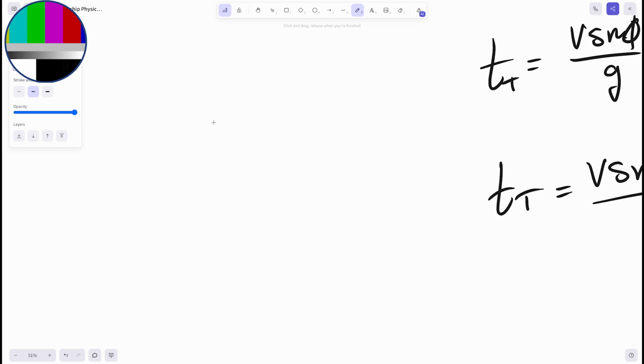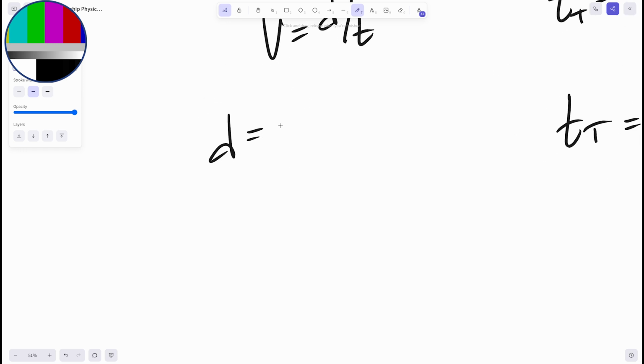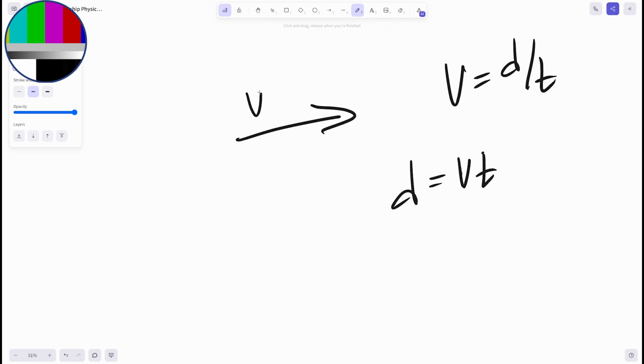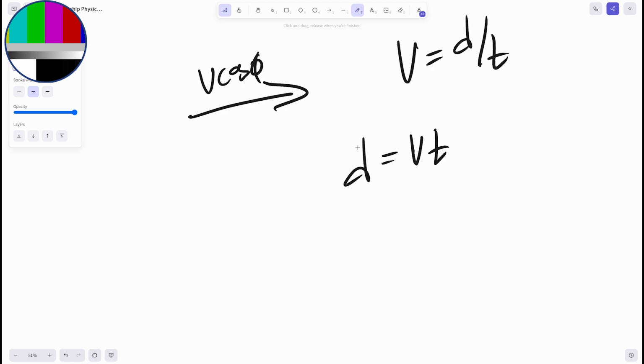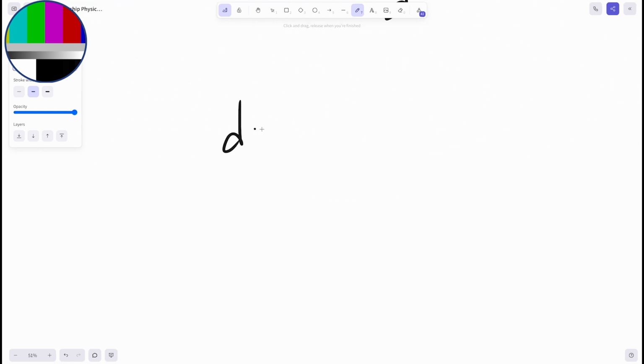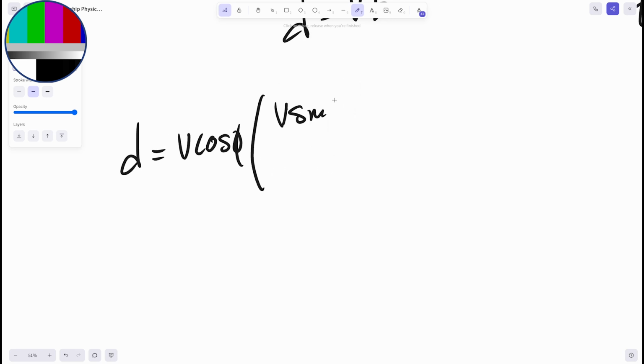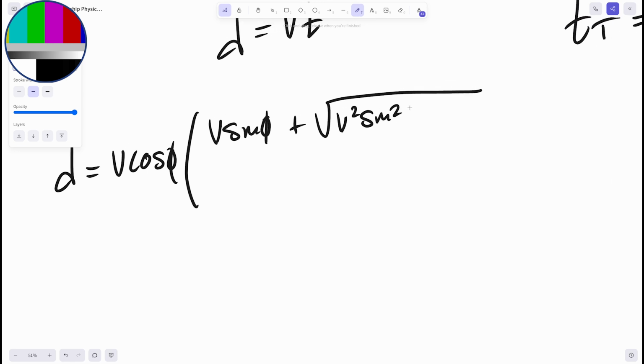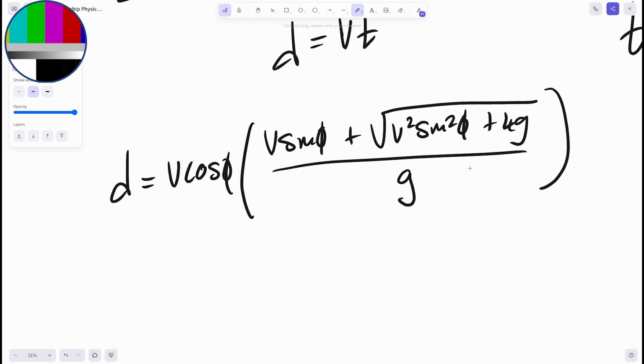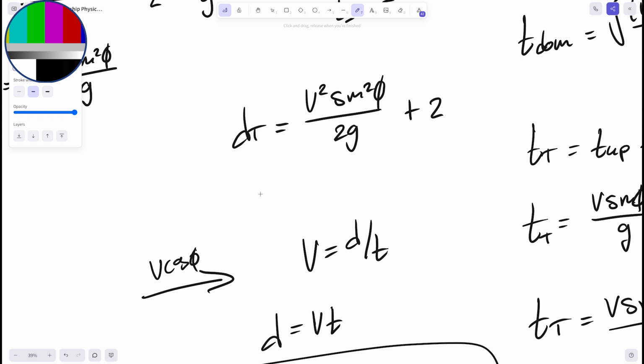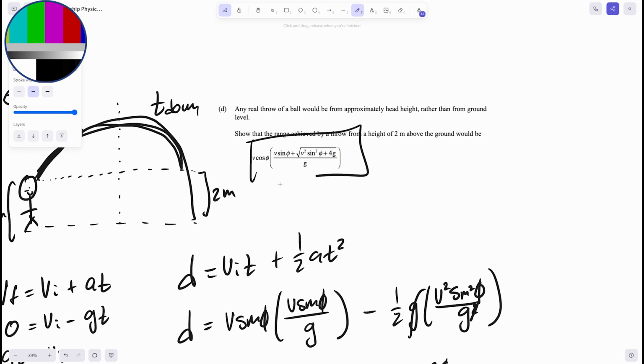And so again, we know our velocity is equal to distance over time. So now to find our total distance, that is velocity times time. We know the velocity in the horizontal direction is v cos phi, and we know our time, which we just found. And so our distance is equal to v cos phi times v sine phi plus the square root of v squared sine squared phi plus 4g, all over g. And as you can see, this is the equation that we are trying to find.